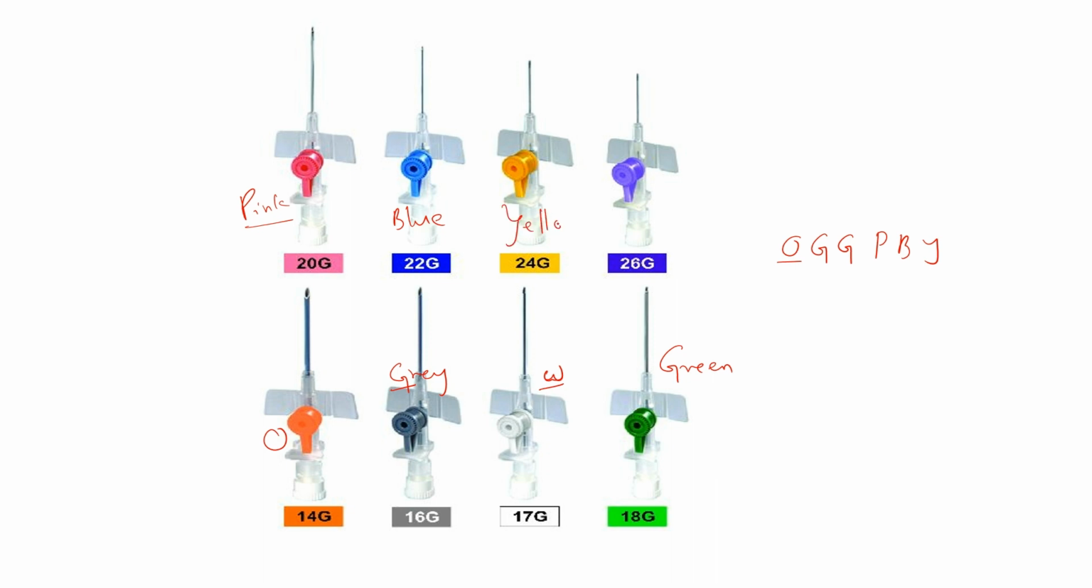yellow, and this is the latest one, the violet one. As you can see, these two are usually used for the pediatric age group. Usually they use yellow and violet, and the rest of them we use commonly in our surgical patients. So this is regarding IV cannulas and sizes.